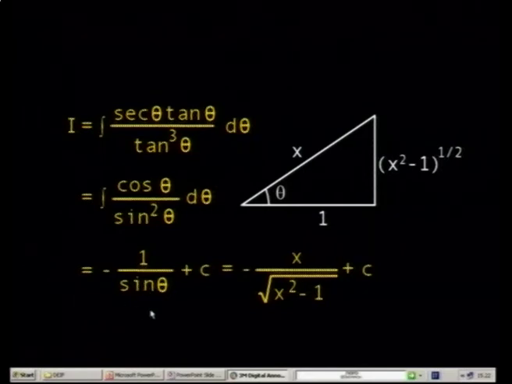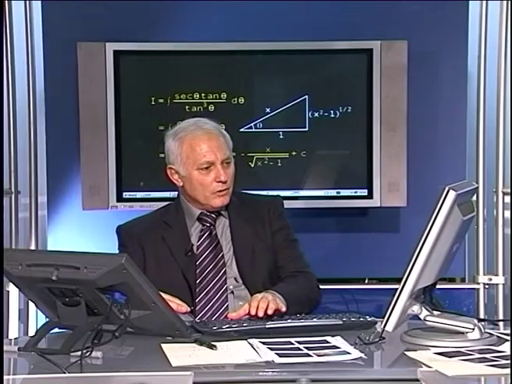But then you have to replace this in terms of x. You go back to your triangle, then what is the value of sine? It's this one divided by this one, so it's the opposite over the hypotenuse, so it's x divided by the square root of x squared minus 1. And this is how you do it.